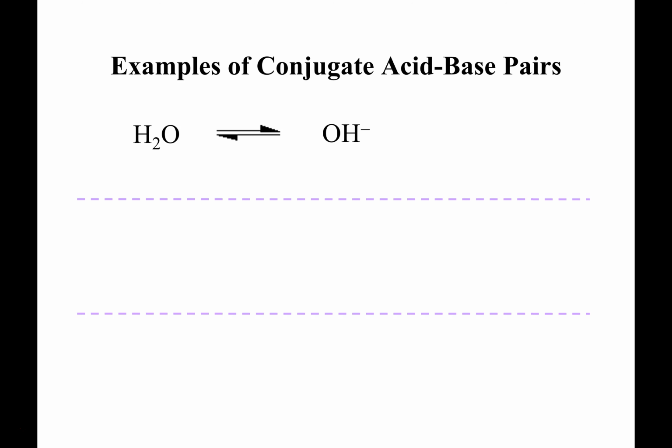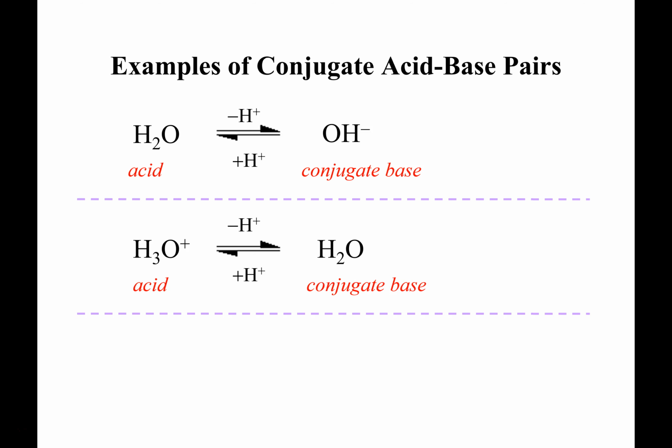So I've got some examples here. I can't remember, do you guys already have all these? Yeah, okay, cool. Water and the hydroxide ion are a conjugate acid-base pair. Which is the acid and which is the base? We look for the one donating the proton, the acid, and the one accepting the proton. The one that has lost a proton is its conjugate base. Hydronium cation is the acid, and its conjugate base is water.